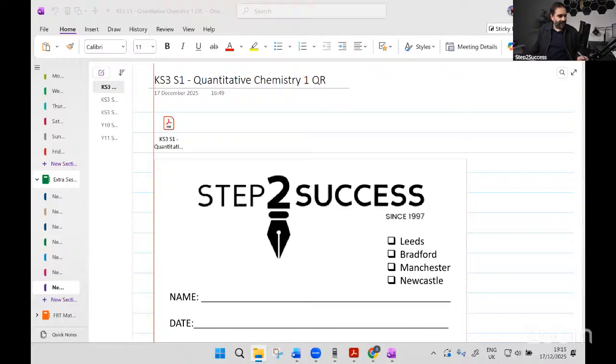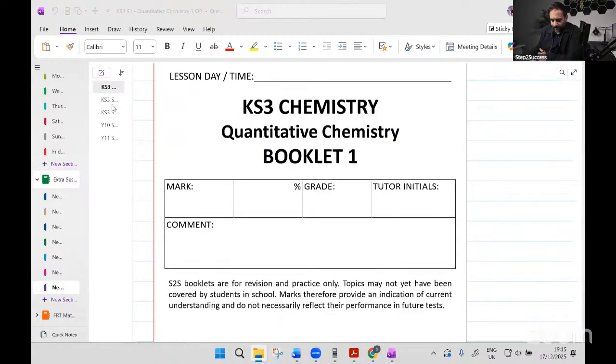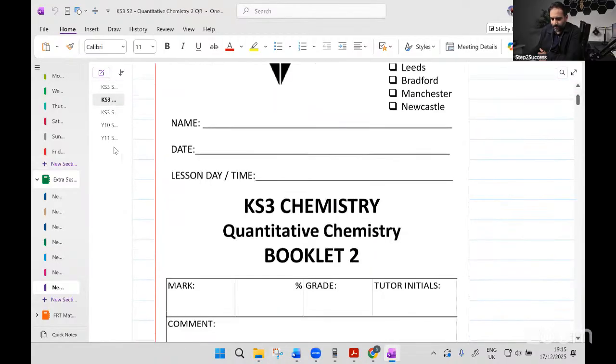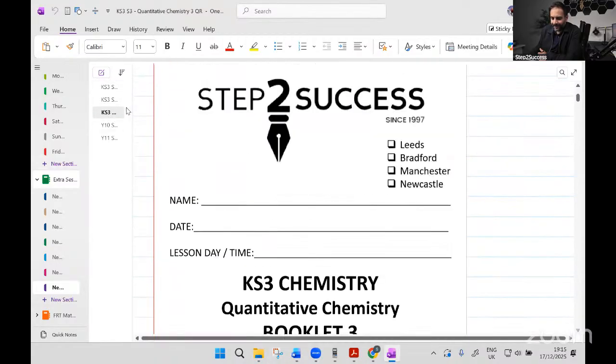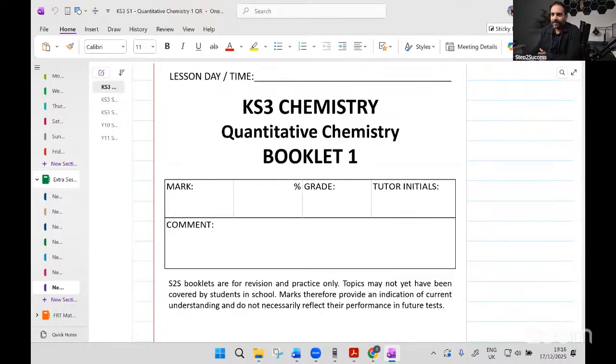Right, so let's start with any questions that you might have. Remember, when you do say, just say which year or booklet number would be great. Booklet 1, 2, 3, that you have any questions on. I'm just going to get that: that is number 1, that's number 2, and that is number 3. So everybody did something to do with quantitative chemistry in their last lesson.